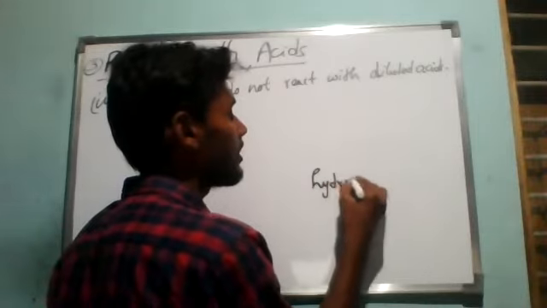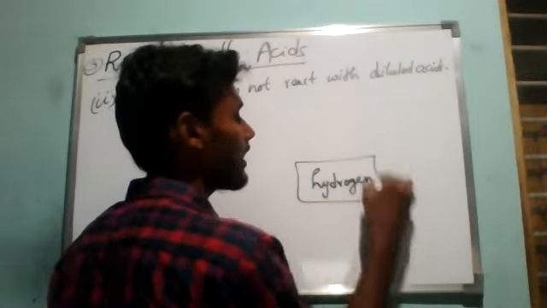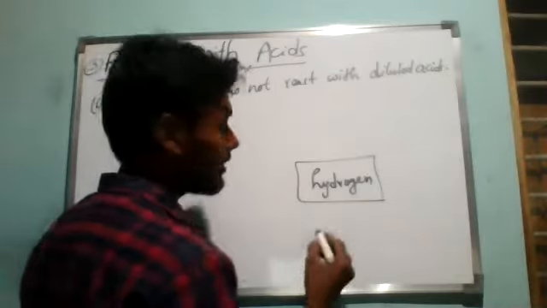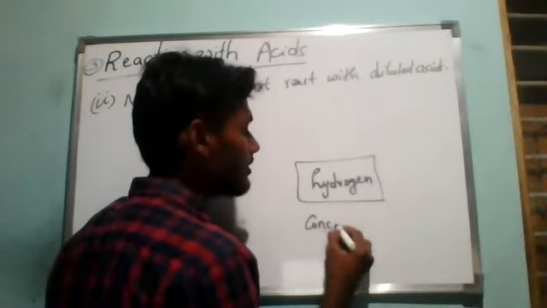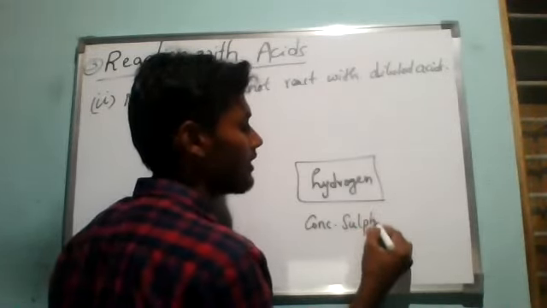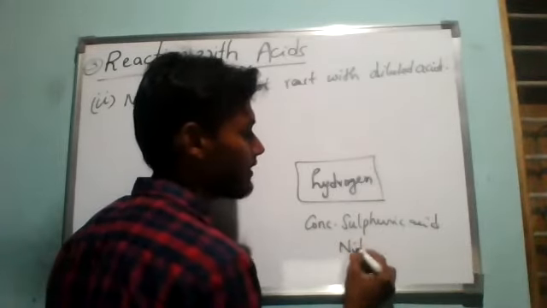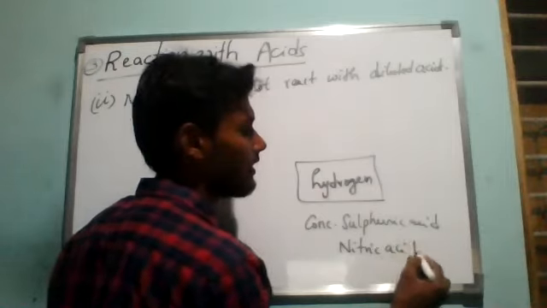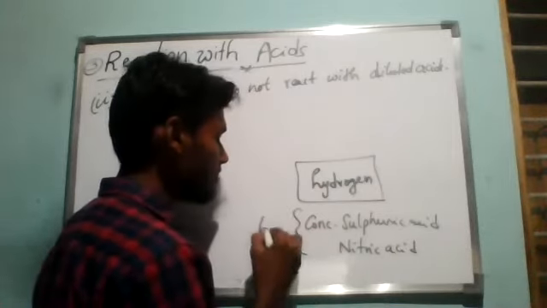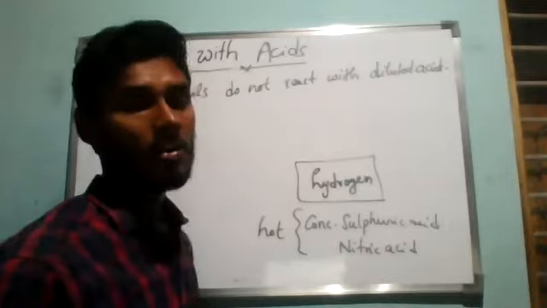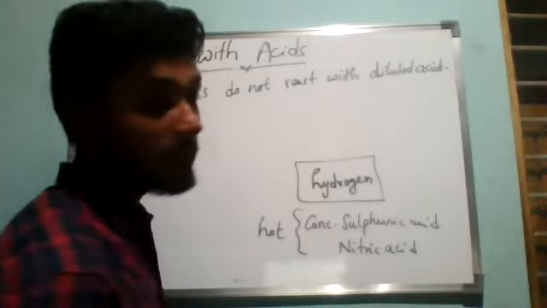That is, you have to remember, they won't produce hydrogen gas. They will react with concentrated sulfuric acid as well as nitric acid. You have to note it down, nitric acid. These two must be included, and they need to be hot. So this is about reaction with acids.